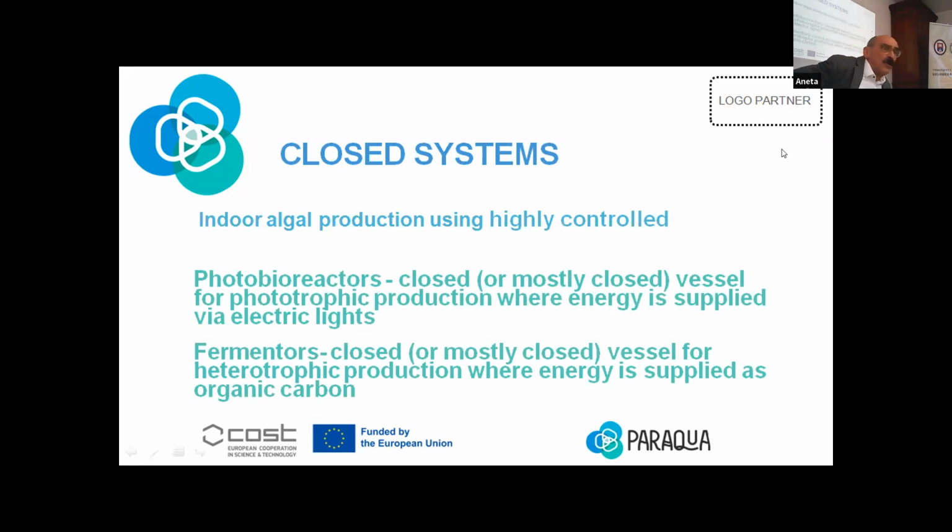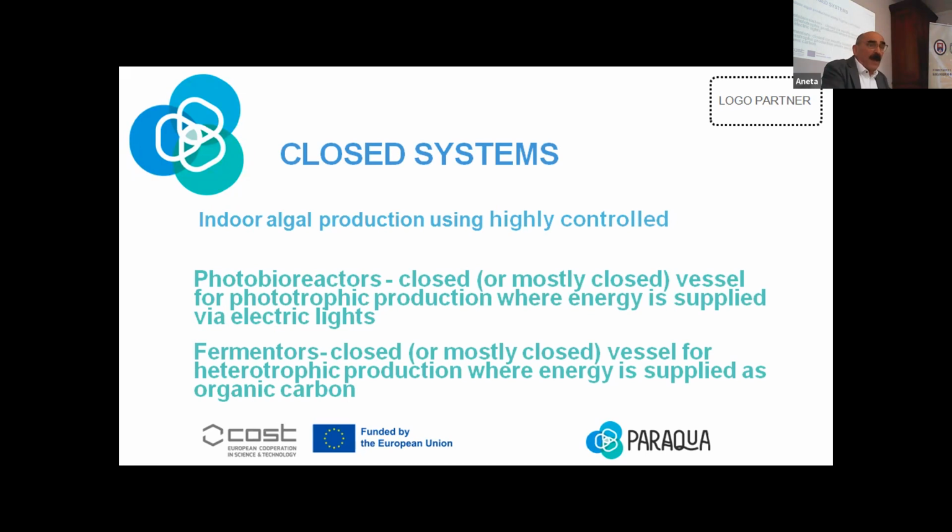So if we talk about closed systems, then we talk about 2 different reactors: photobioreactors and fermenters. I don't know, we have native English speakers here. I don't know what is really correct, fermentor or fermenter, because I have found both in the literature. So I used fermenter here.